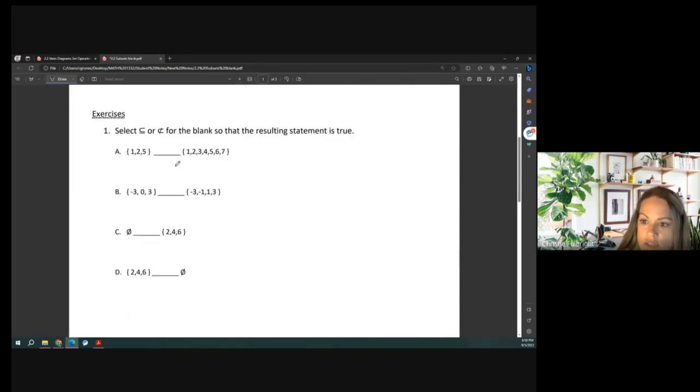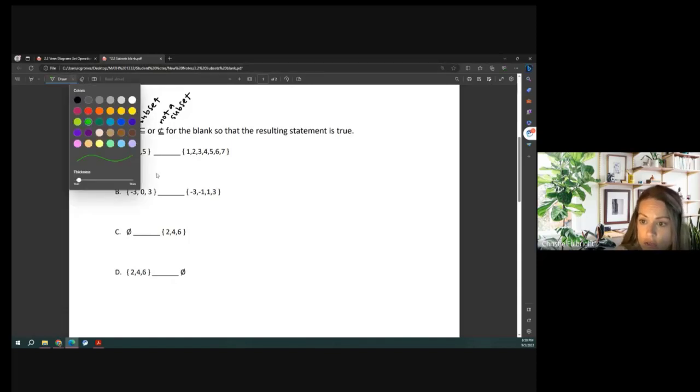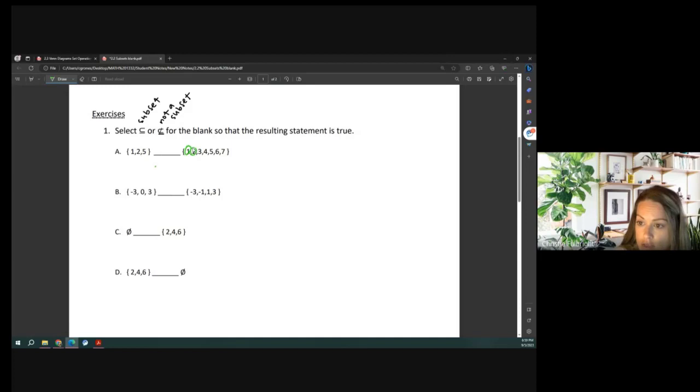Number 1 says to select if it is a subset or not a subset. So there should be a line underneath here. So we want to see if it is a subset or not a subset. So we have the set of numbers 1, 2, and 5 on the left, and we want to see if this is a subset or not a subset of the numbers 1, 2, 3, 4, 5, 6, and 7. And we can see that all 3 of these numbers are in this set, so this is a subset.